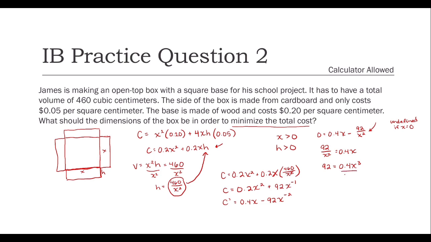Then we can divide by 0.4. And we get that 230 equals x cubed. So if we take the cube root of both sides, we get that x is approximately 6.127. So it's undefined if x equals 0, and 0 if x is approximately 6.127. So we'll go ahead and draw a line for our derivative with 0 and 6.127.